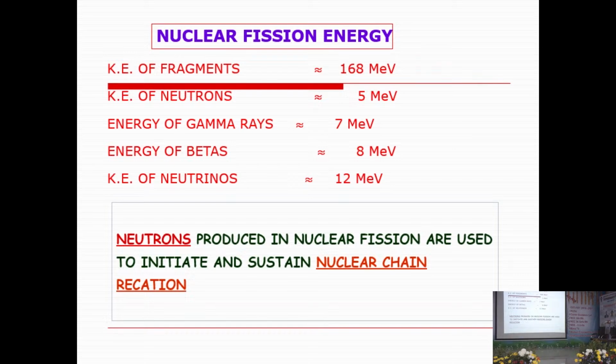The neutrons produced in nuclear fission are used to initiate and sustain nuclear chain reactions. Once you have initiated the fission reaction, one of the fission neutrons will be used to sustain the chain reaction. The rest will be used for conversion, or some leakage and other factors we have to consider. That part I want to explain now.